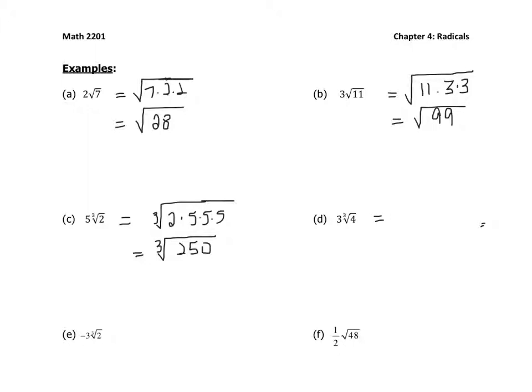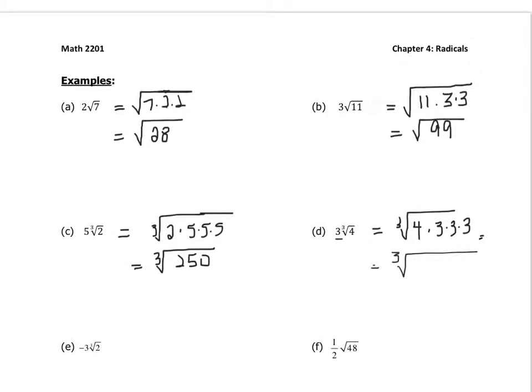The next one is again a cube root, so if you want to put it back under, it would have to go in 3 times, so 3 3s, because 3 is the number that's out front, and that would be 4 times 27, which is 108.